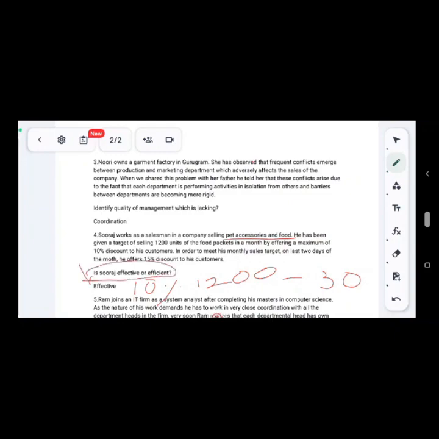So we have learned in the keywords that achieving targets on time is called effectiveness, and reducing cost is efficiency. Here we have increased cost but completed the task and achieved the goal. So the answer is effectiveness. Hence Suraj is effective by doing so. So that is the answer for this particular question. Hope you all understood this question.